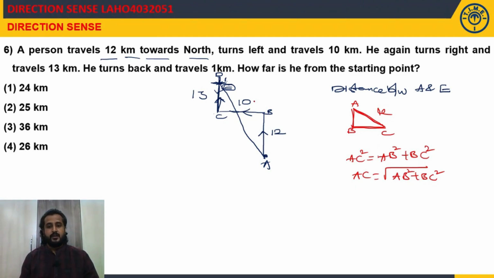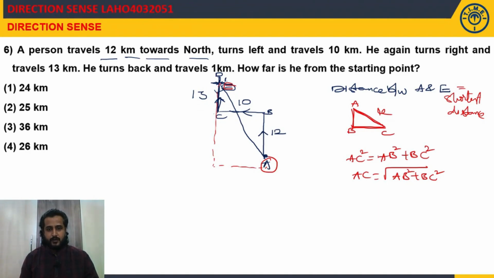Now here is the location of E and here is the location of A. We need to identify the distance between A and E, which is nothing but the shortest distance they are asking for. How to find it? By forming a right angle triangle. So let's form a right angle triangle. This is a right angle triangle, right?